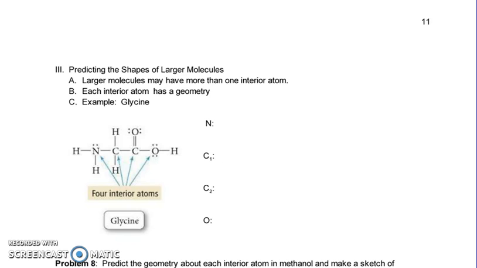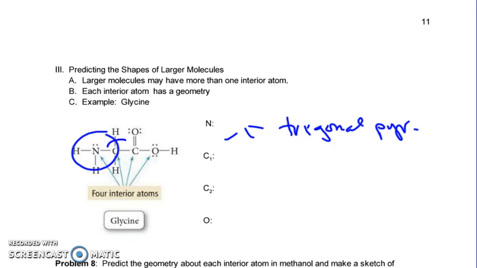No. Okay, predicting the shapes of larger molecules. What happens if I have more than 1 central atom? I have to look at the geometry of each of the interior atoms. So if I'm looking at nitrogen, I have 3 bonding groups and 1 lone pair, so it's tetrahedral, but erase the lone pair, and it's trigonal pyramidal.